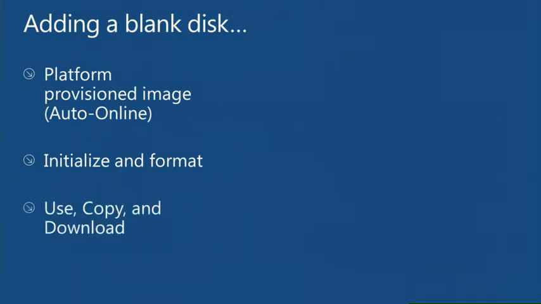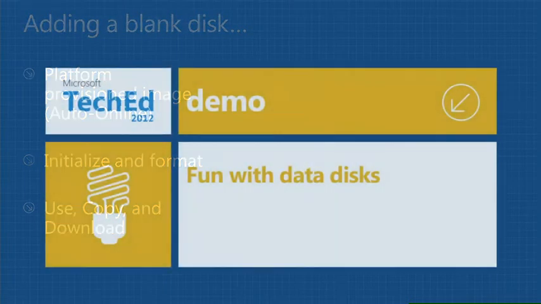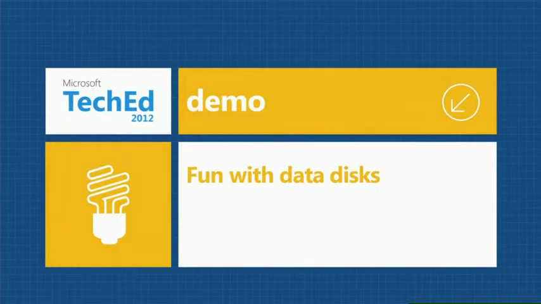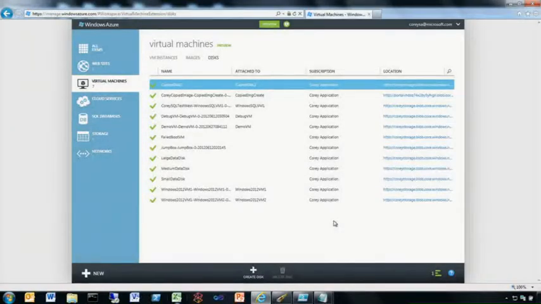Great. Then you can use, copy, download, whatever you want to do. And data disks, again, being VHDs, is really powerful, right? Because you can back up just by copying and pasting into your storage account, and you've instantly made a backup, right? And so it allows you to do a lot of really powerful things. So let me show you some of this powerful fun here.